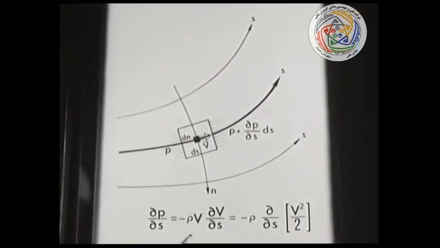From Newton's second law, force per unit volume equals mass per unit volume times acceleration, we get Euler's equation of steady motion along the streamline. This minus sign tells us that a velocity decrease in the streamwise direction is accompanied by a pressure increase, or conversely, a velocity increase is accompanied by a pressure decrease.